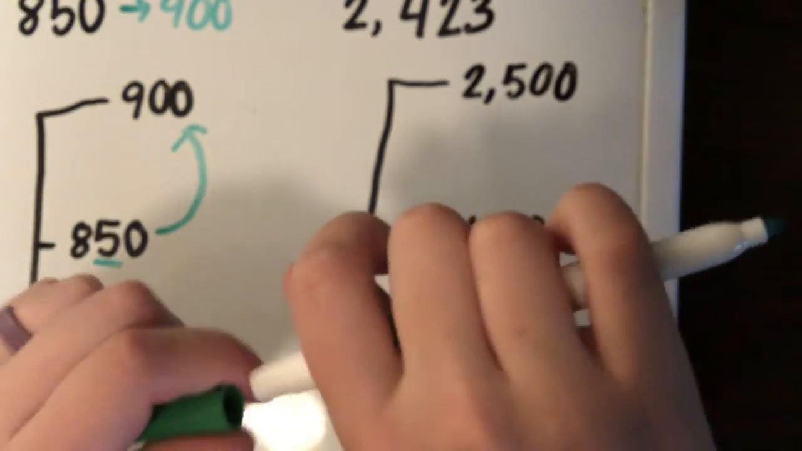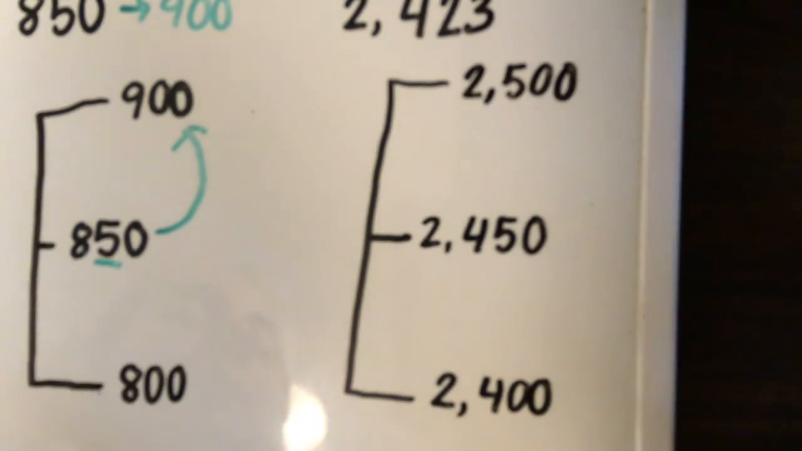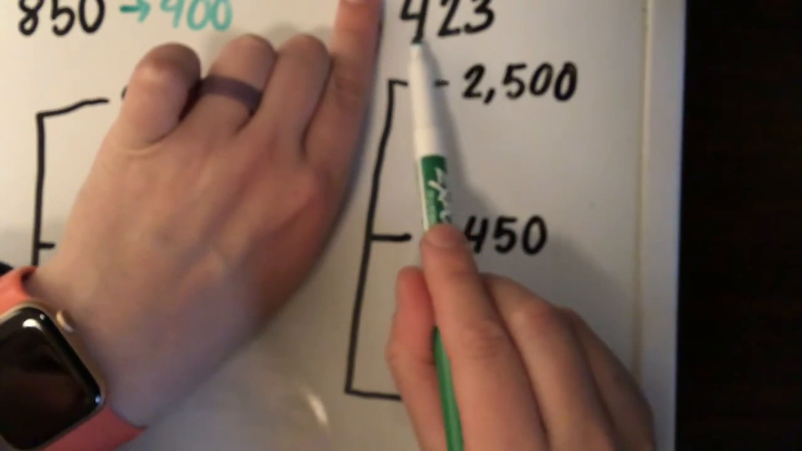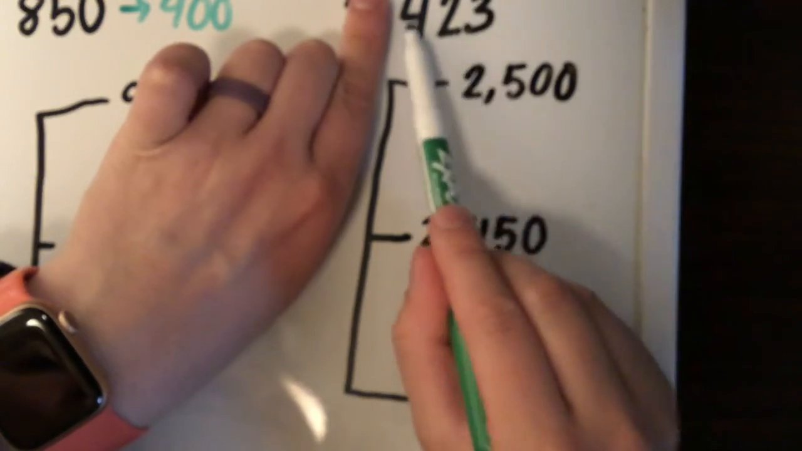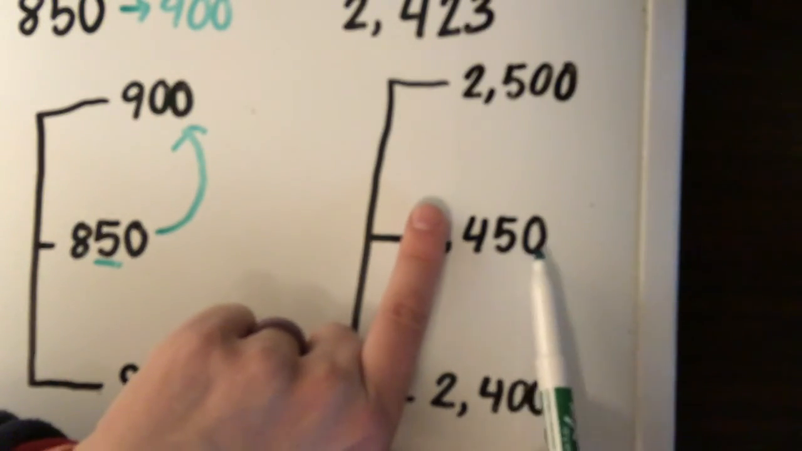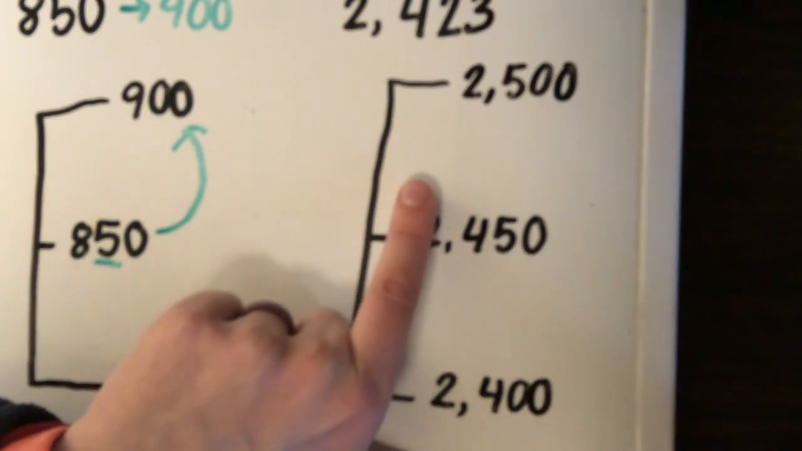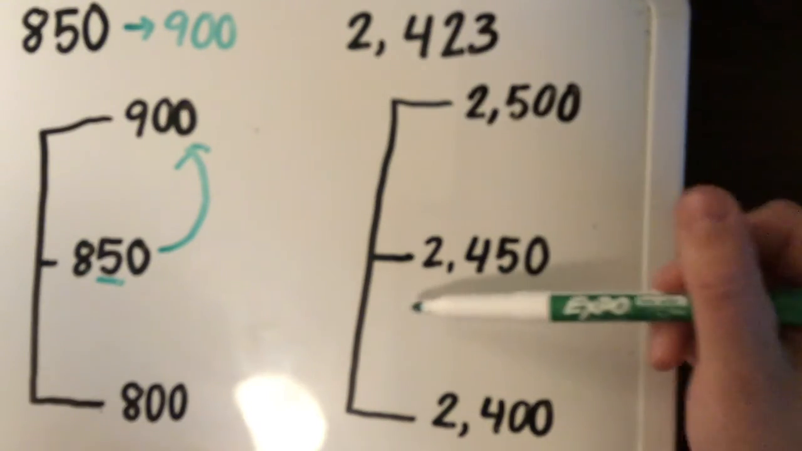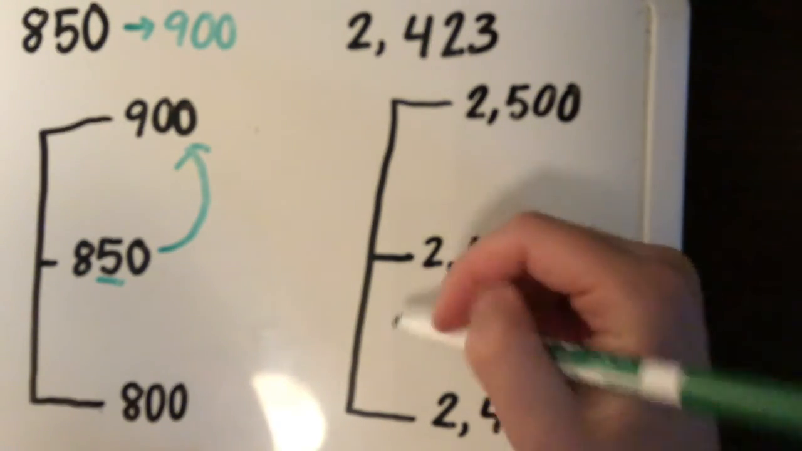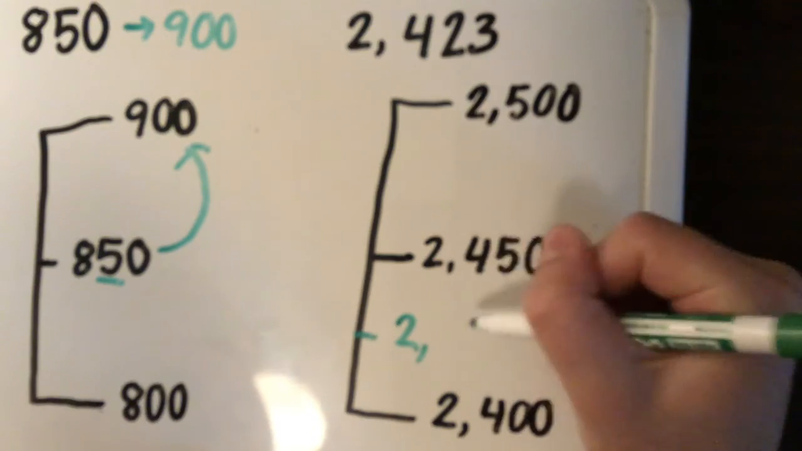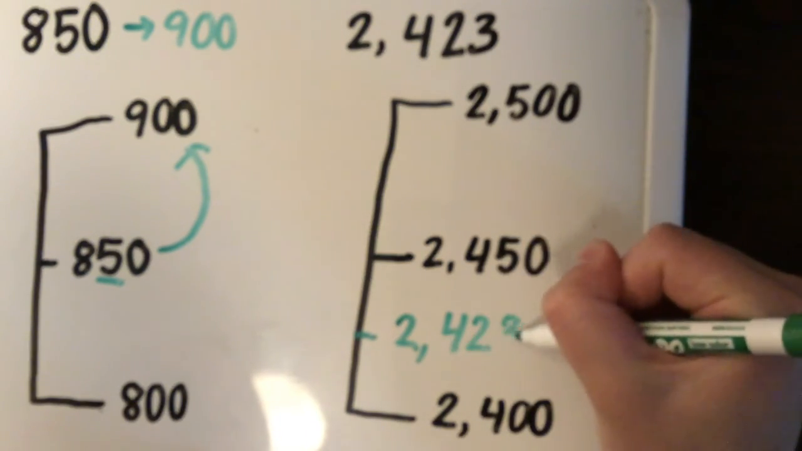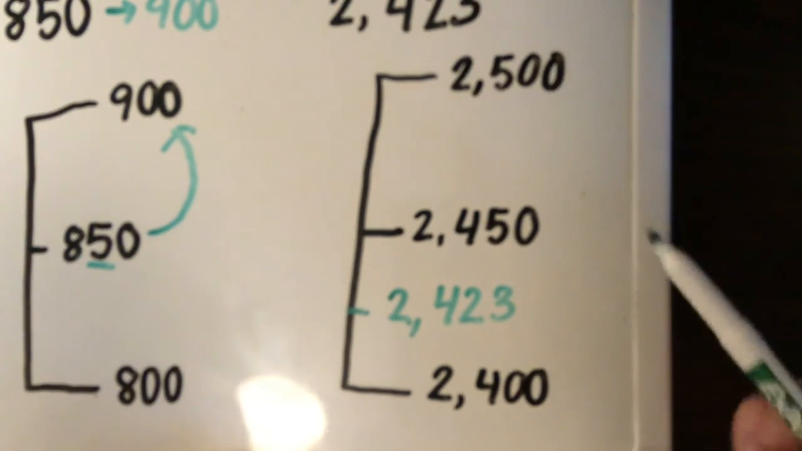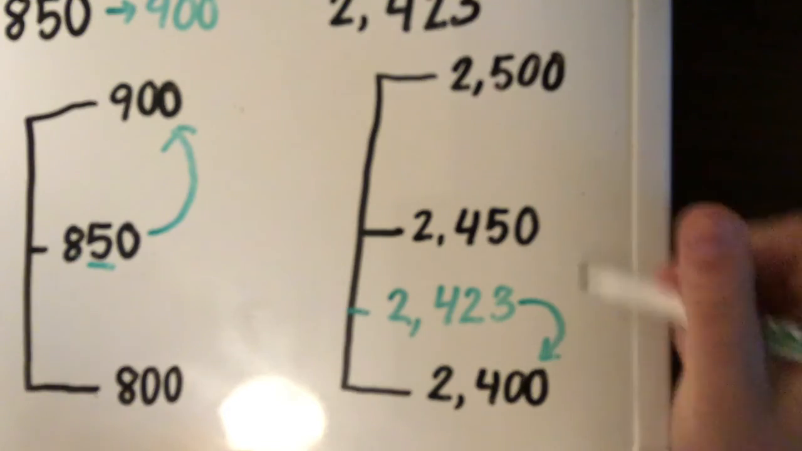Okay, now I need to think about where this fits in. I'm ignoring that 2. Where does 423 go? Would it go before 450 or after 450? Well, I know that 23 is less than 50, so I'm going to put it in before 2,450. Okay. Now remember, I'm not rounding to the midway point. I'm just rounding to the bottom or the top. So I'm going to round down to 2,400.